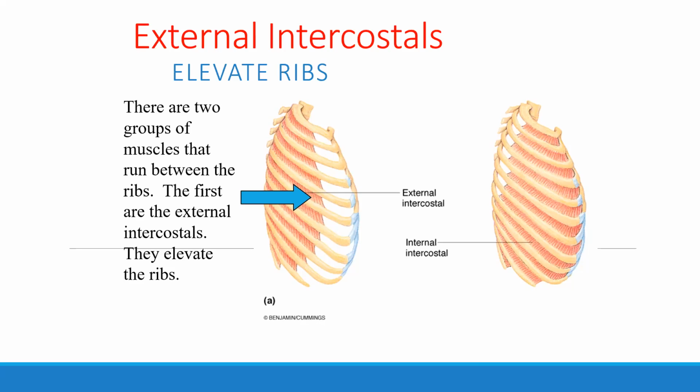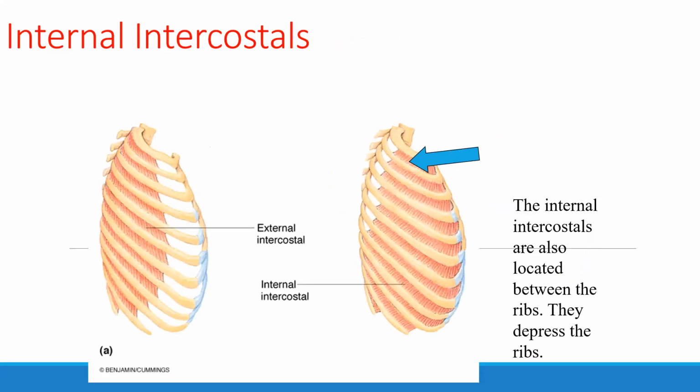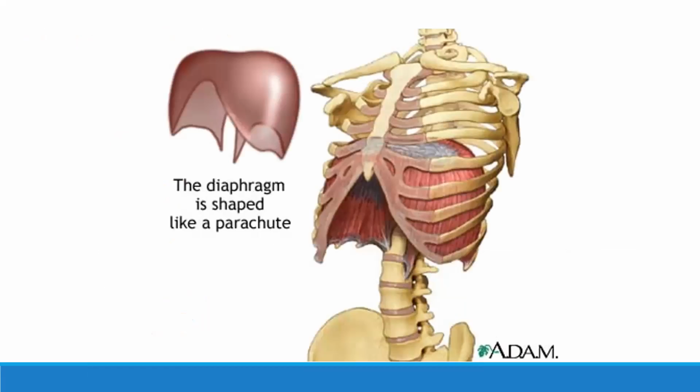When we want to get that air back out, the internal intercostals compress the ribs. When they contract, the muscles pull the ribs down. The diaphragm rises up, the thoracic cavity shrinks in size, and air is pushed out. That's the whole process of breathing.